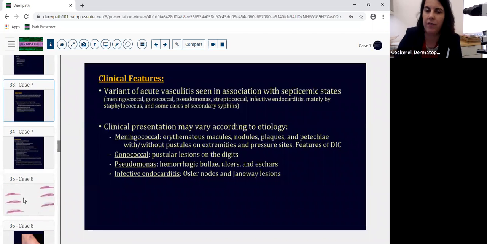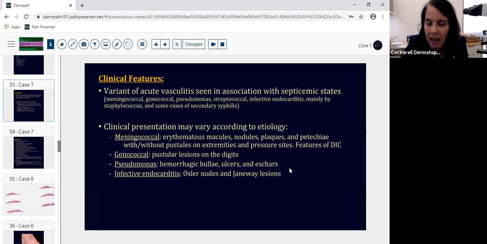So this is really a variant of acute vasculitis because we saw some neutrophils. It's an association with septicemic states: meningococcal, gonococcal, pseudomonas, streptococcal, infective endocarditis. Mainly, you'll see staph organisms with infective endocarditis and some cases of secondary syphilis, which we're seeing a lot of. The clinical presentation will vary. Most of these cases are meningococcal.